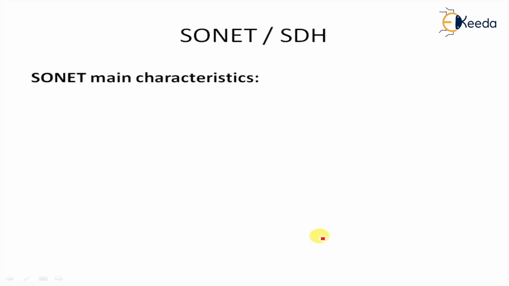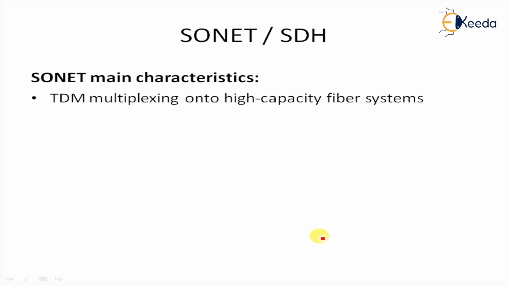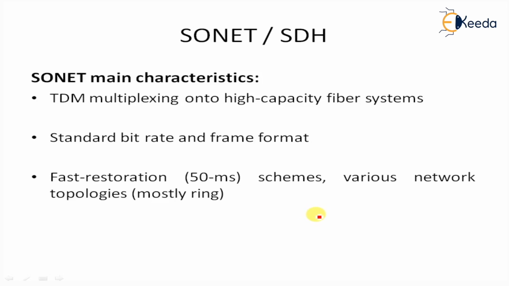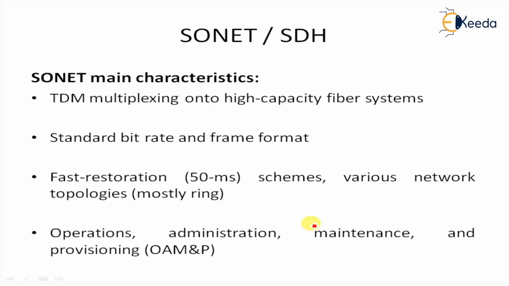Next, SONET's main characteristics. First, TDM multiplexing onto high capacity fiber systems is provided by SONET and SDH. Second, standard bit rate and frame format. Third, fast restoration in 50 milliseconds, which I already discussed in the previous slide. Fourth, various network topologies, mostly ring or bus, and star also. Fifth, operation, administration, maintenance and provisioning, OAM&P, is provided by the SONET architecture.